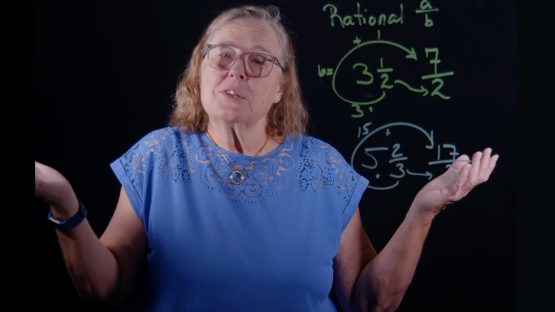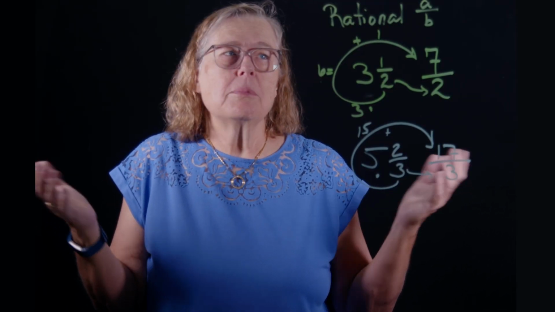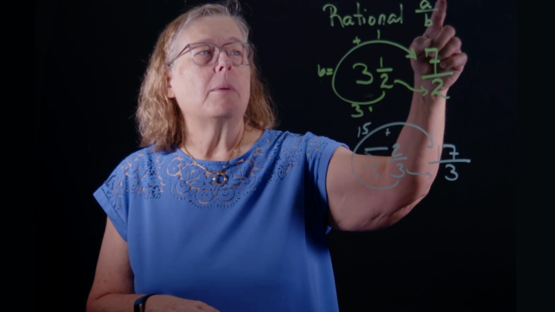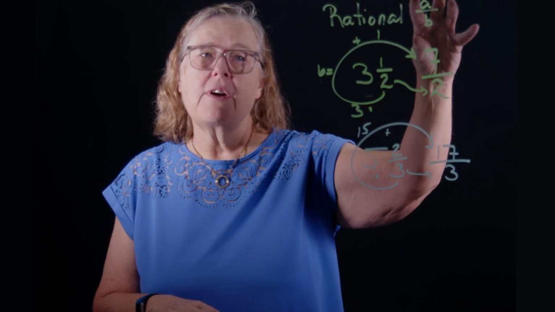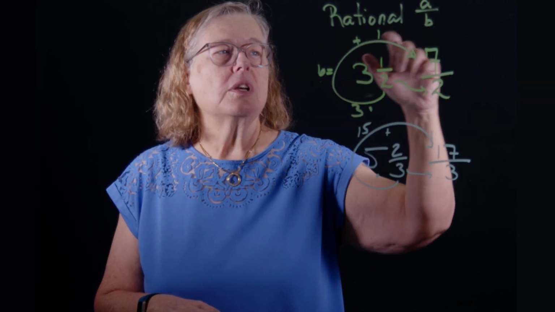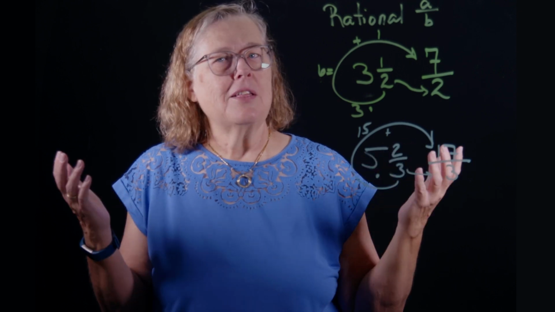And that's it. I just wanted to do a little review on rational numbers. I hope that it helped. Remember, rational numbers can be written as a fraction. A and B are integers. B cannot equal 0. That's all it is.